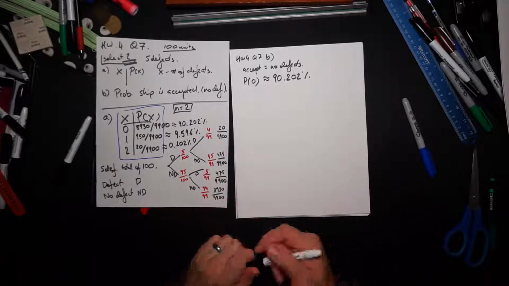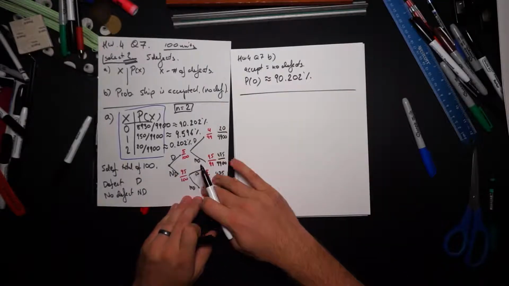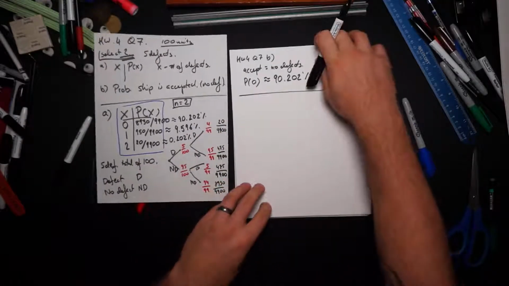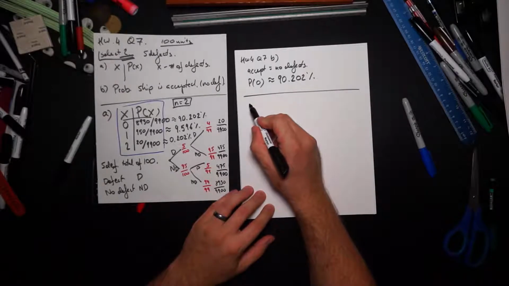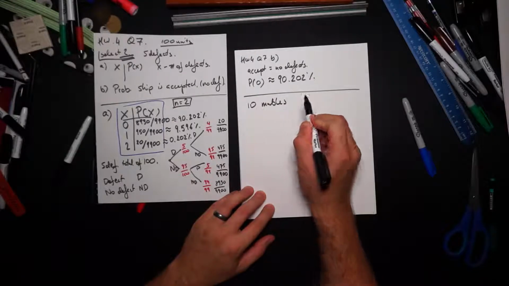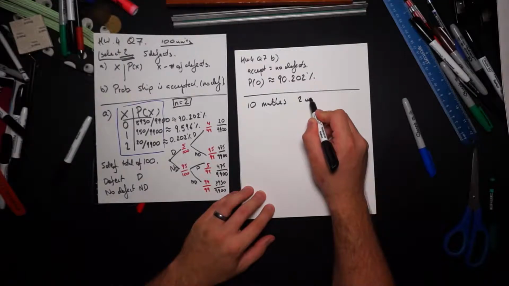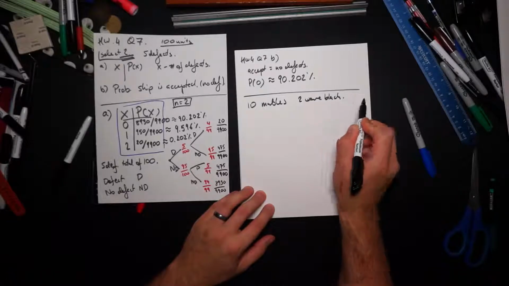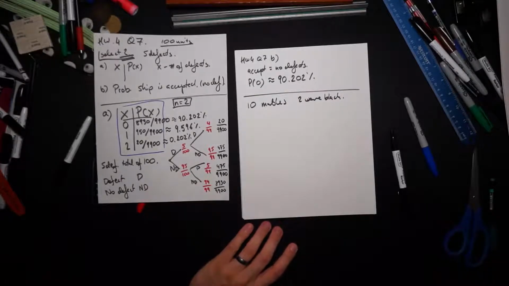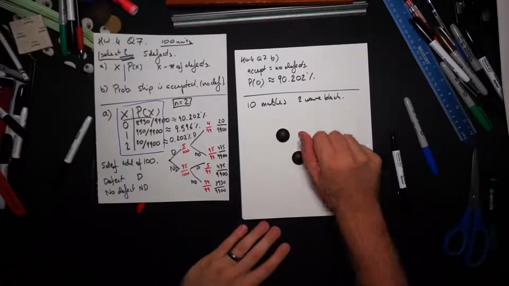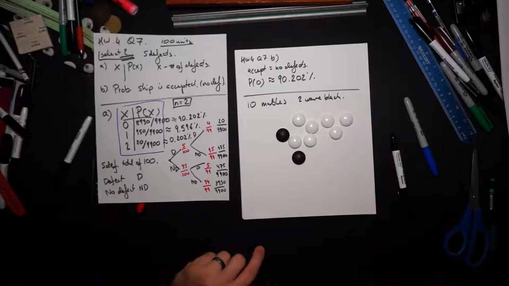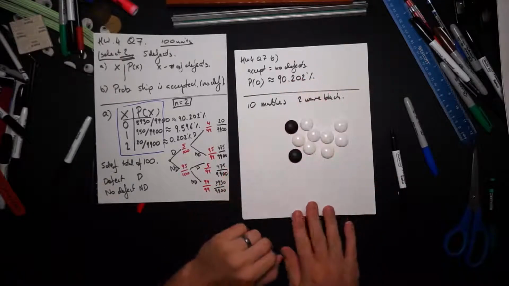Now, if this is causing problems, let's look at a problem that is similar. Imagine you have 10 marbles. 2 were black. Alright, so we have our marbles.